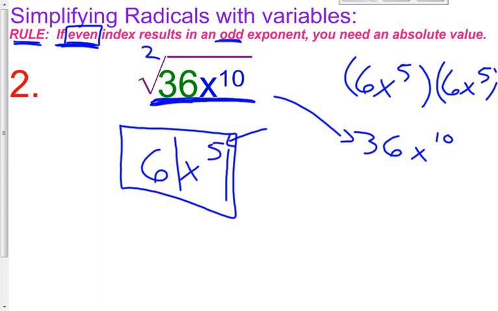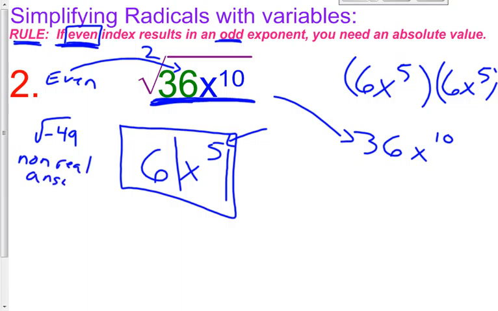The reason for that is because we only know how to take the square root of non-negative numbers, such as the square root of a negative 49. Remember how we said that is a non-real answer? We don't know how to do that yet. In class, what would happen if x was a negative number, such as a negative 2?